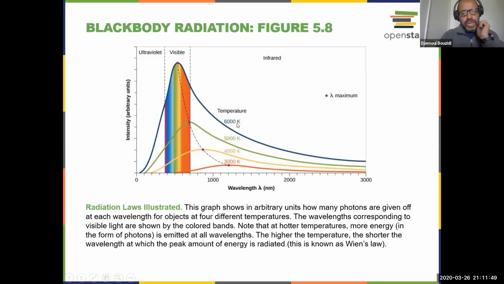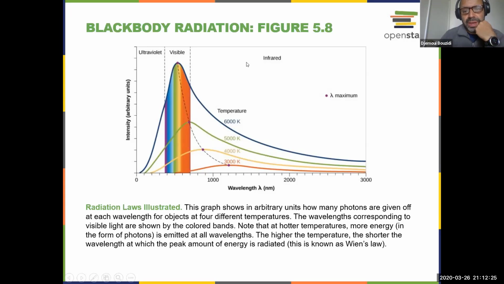The more energetic, the higher the temperature, and here I'm looking at 6,000 Kelvin. The 6,000 Kelvin is slightly higher than the sun. The sun is about 5,500 Kelvin. So that's why an object like the sun will emit in our visible region. We are sensitive to it. It emits also higher frequencies, meaning shorter wavelengths, but those are the ultraviolet and anything beyond the ultraviolet in terms of higher energy or shorter wavelength.